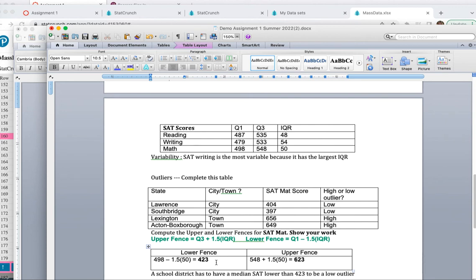The upper fence, I've got the information for math. It's Q3, 548, plus 1.5 IQRs. So I will remind you in your assignment what the formulas are for the upper and lower fences. So in order for it to be an outlier in math, a math SAT score has to be below 423. And sure enough, the low outliers for math were below 423. And the high outliers were above 623.